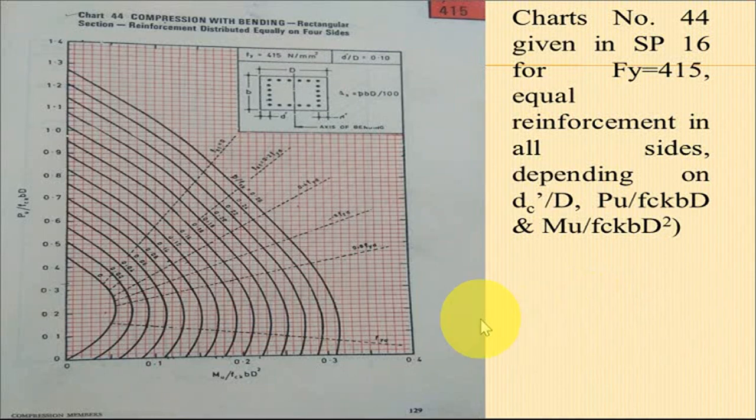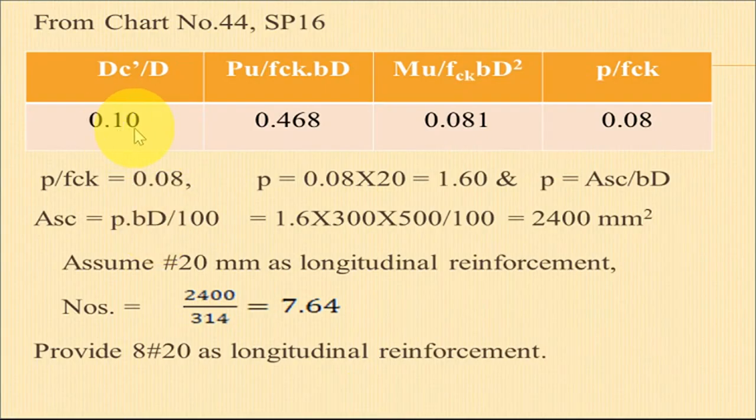So from this chart we have considered the value of Pu by fck b d, and from this Mu by fck b d square it will intersect somewhere here, and this line indicates the p by fck. So for d' by D of 0.10, that is the effective cover divided by D, Pu by fck b d is equal to 0.468, Mu by fck b d square is 0.081, and p by fck is 0.08 from the curve charts.